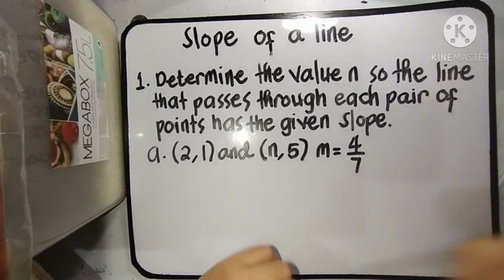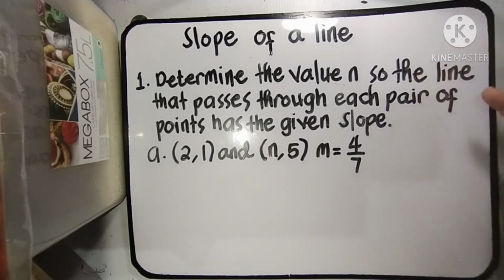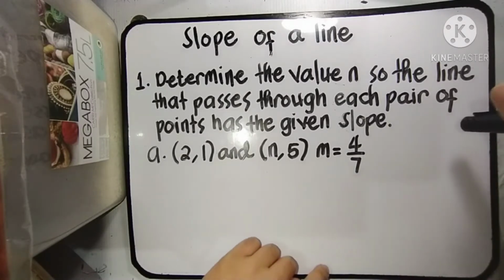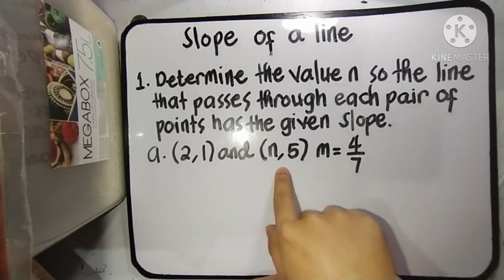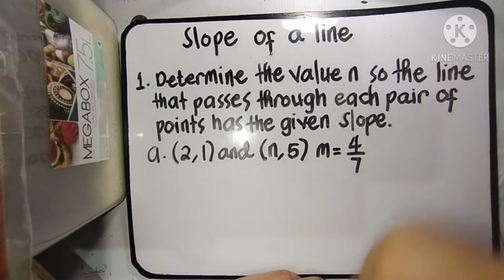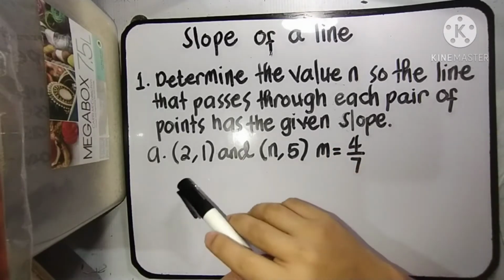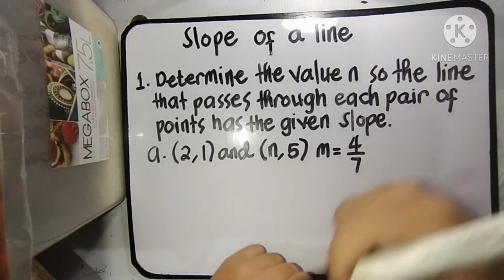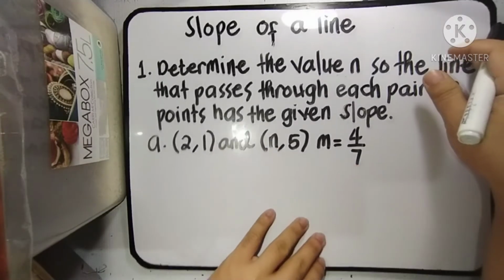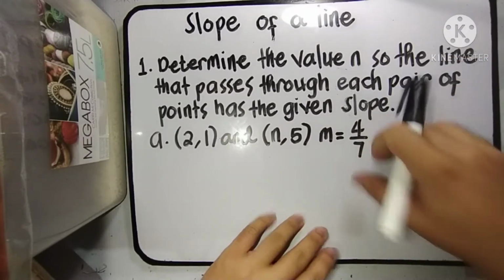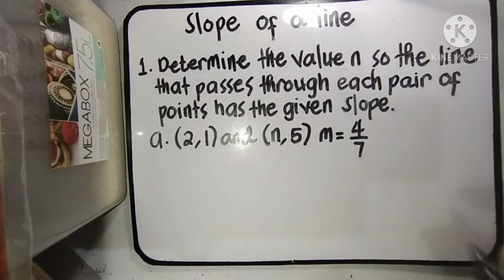Okay, so for problem number 1, determine the value of n, so that the line that passes through each pair of points has the given slope. Letter A, we have the ordered pairs (2, 1) and (5, n), and the slope is 4 over 7. As you can observe, we are given ordered pairs, but this time the second ordered pair has no value for one coordinate, so we gave it a variable n. To find the value of the point given the slope, we need to use the formula of the slope.